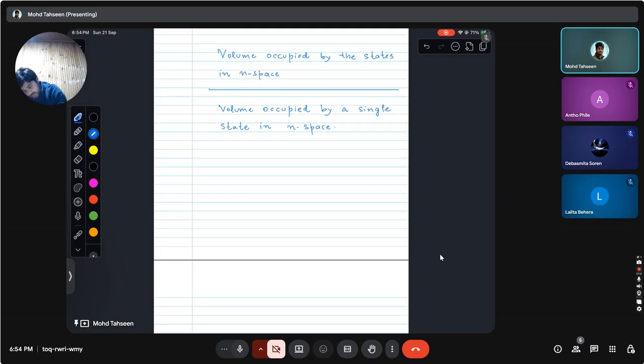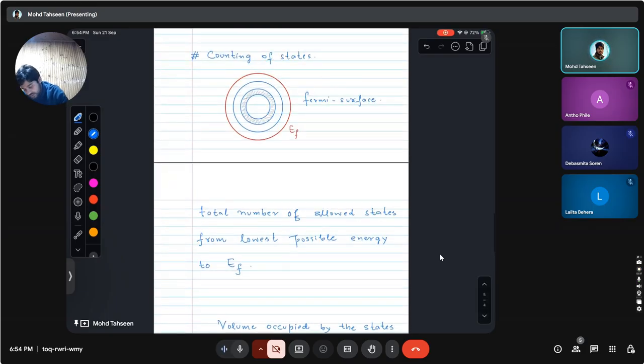So this principle can work for any energy. Even if this is not the Fermi energy, still the same approach would work. But in that case, I would get the total number of allowed states between zero energy and that energy. So this approach will work for any general E. And if you take EF, then it will give you the total number of allowed states between zero and Fermi energy. And that's finally what we are headed towards. But here, this approach can work for any general E as well.